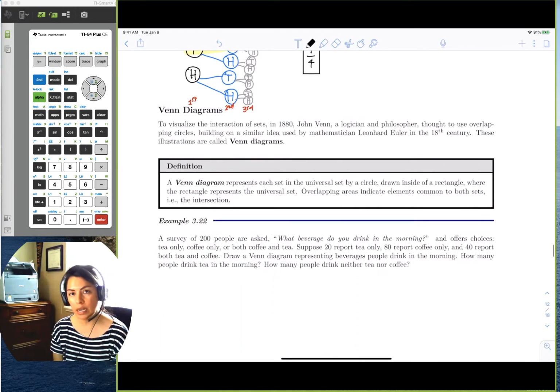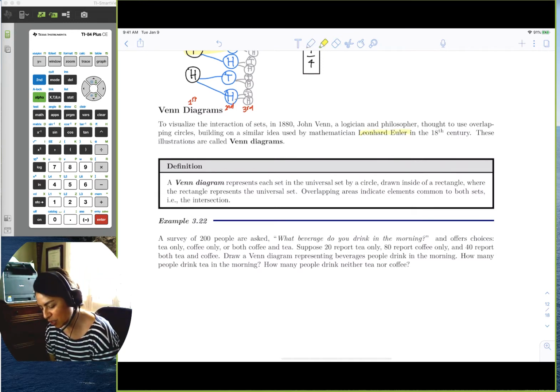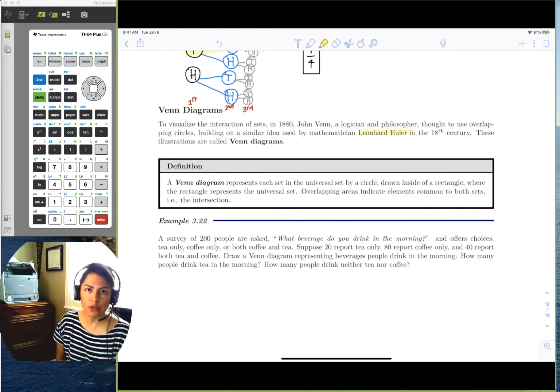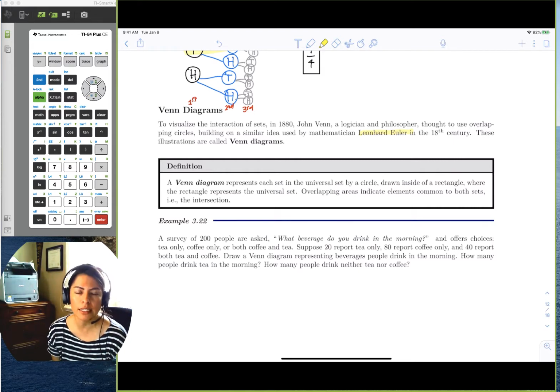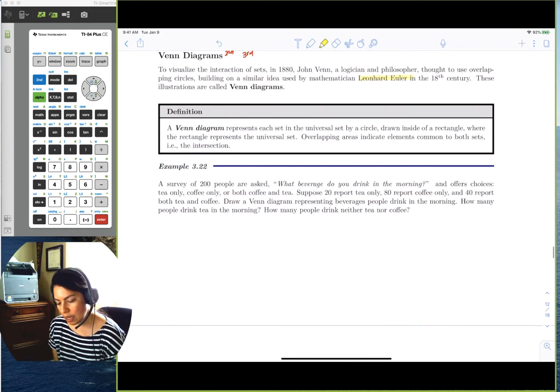John Venn was a great mathematician, and he designed Venn diagrams off of Euler, this other famous mathematician. Euler is one of my favorite mathematicians, and he developed Euler circles when it came to logic and sets. John Venn developed from the Euler circles the Venn diagram, which simplifies sets in a lot of ways. So let's go ahead and see what a Venn diagram looks like in an example.